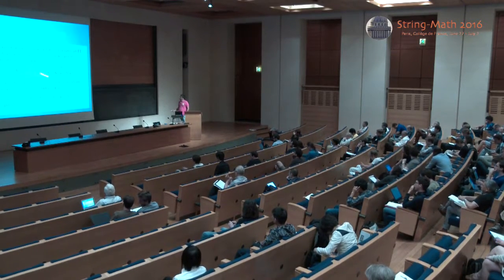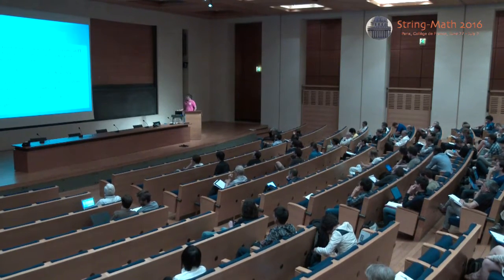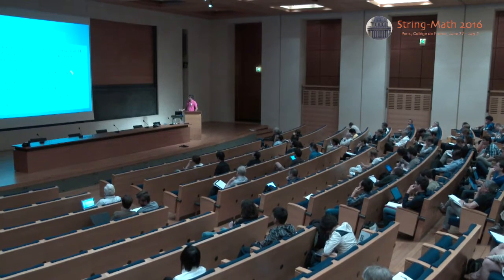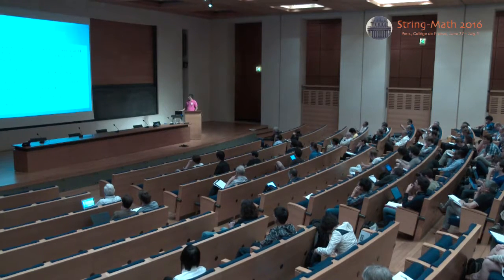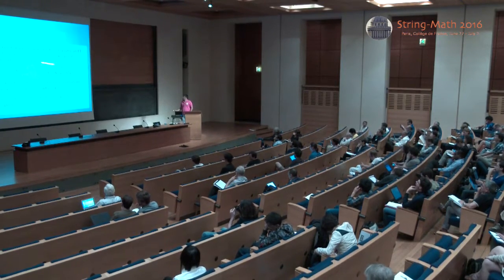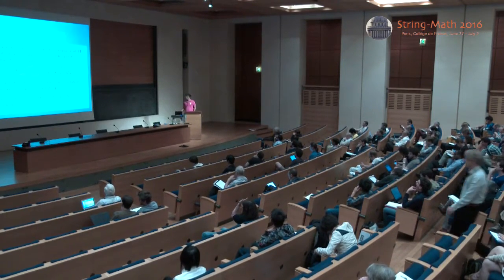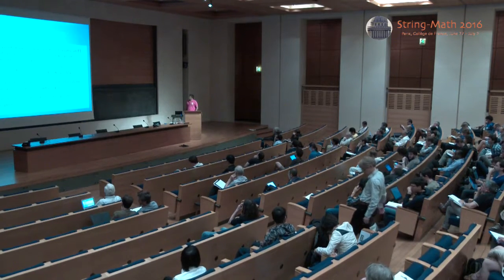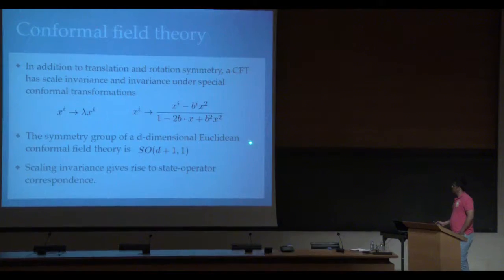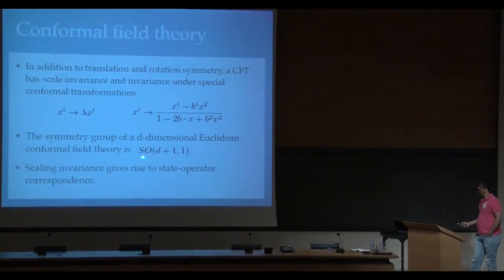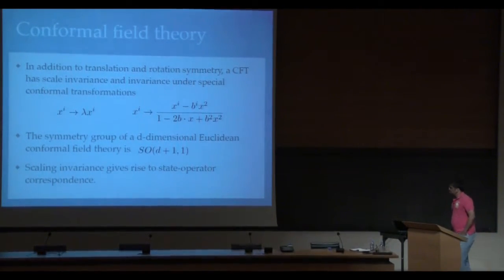So these transformations you can think of as translation conjugated by inversions. Although it's not apparent from this nonlinear action of the conformal group on the coordinates x, the conformal group for a d-dimensional Euclidean conformal field theory is very simple. It's simply SO(d+1,1).